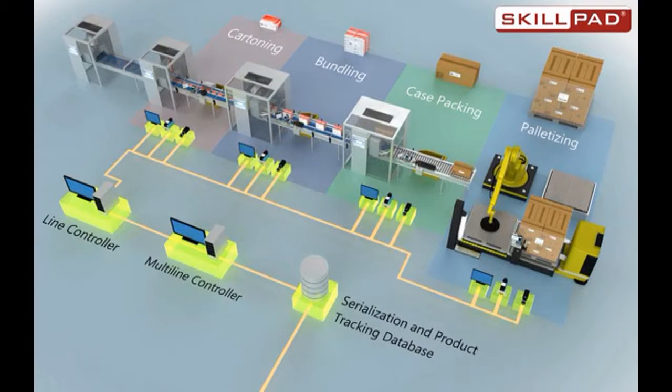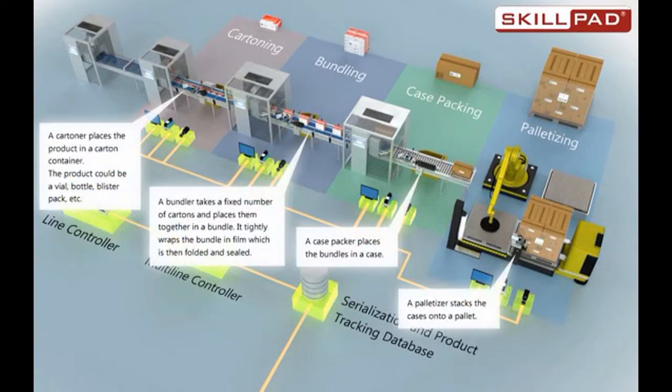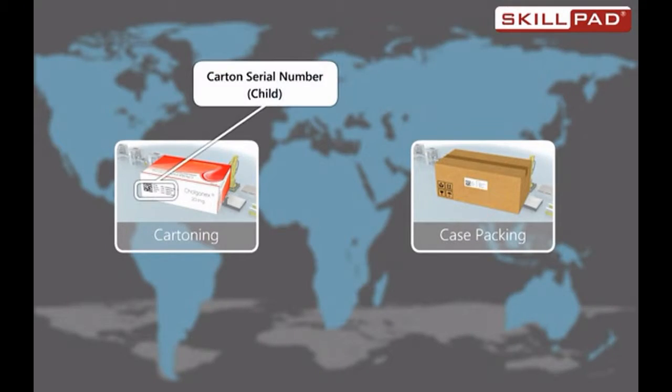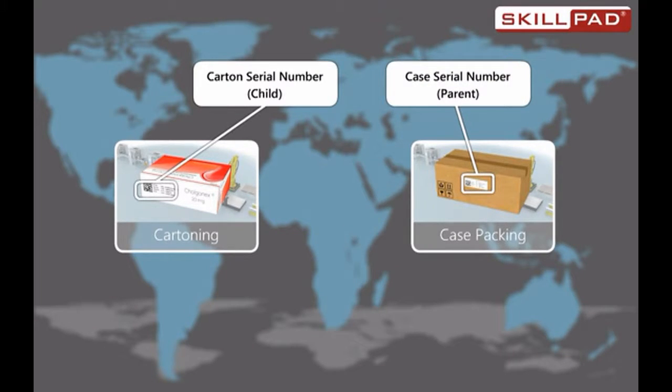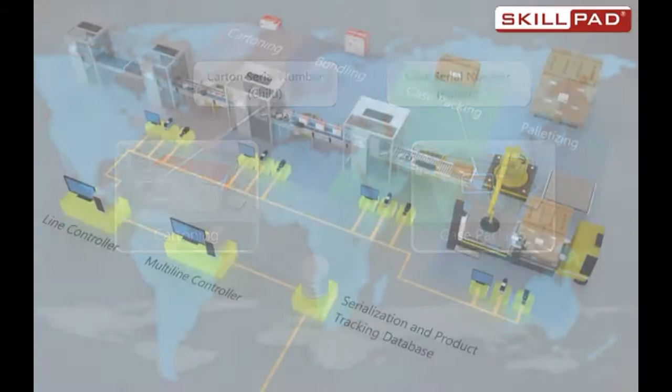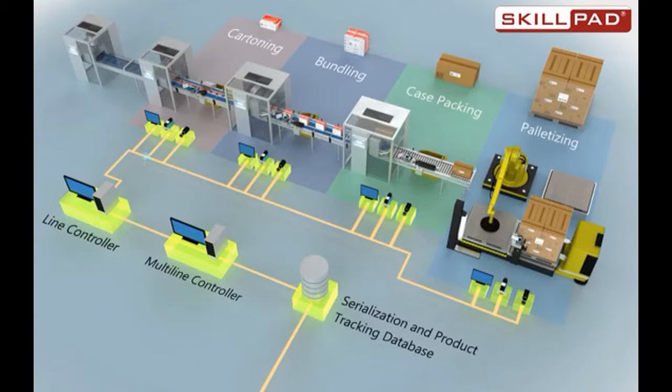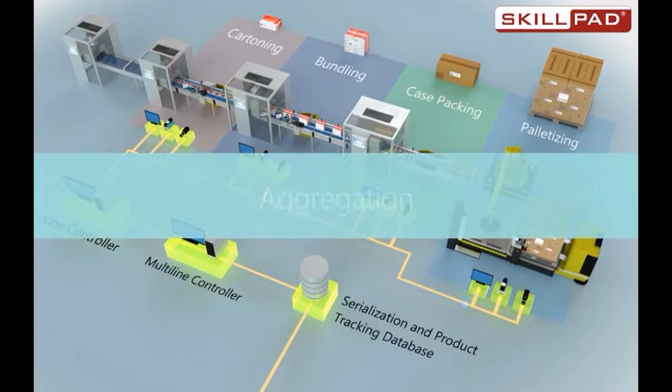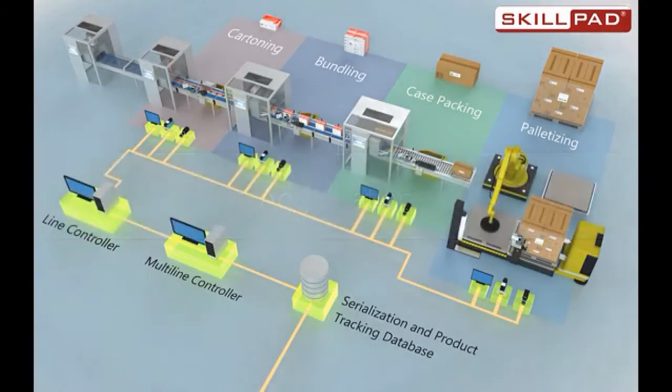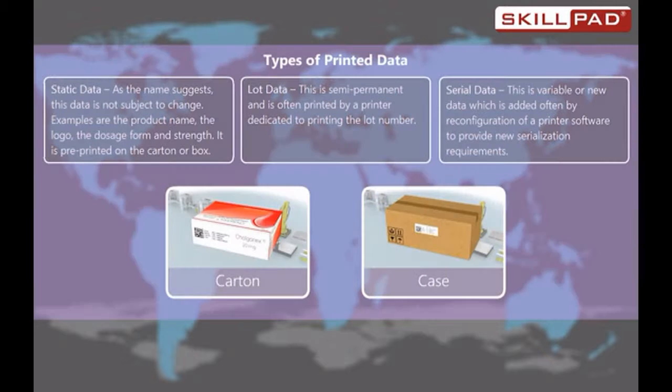We'll take a typical packaging line that has 4 components as an example. A serial number is placed on the carton. Each case also has a separate serial number known as the case serial number. This serial number is the parent of the carton serial number. This information is uploaded to the serialization and product tracking system and is defined as aggregation. A critical parameter is the quality of the print on the carton and case.